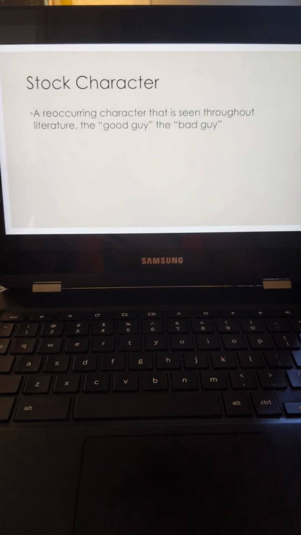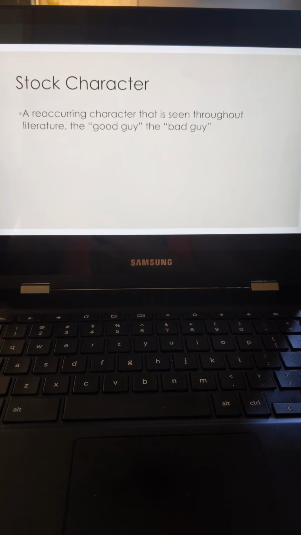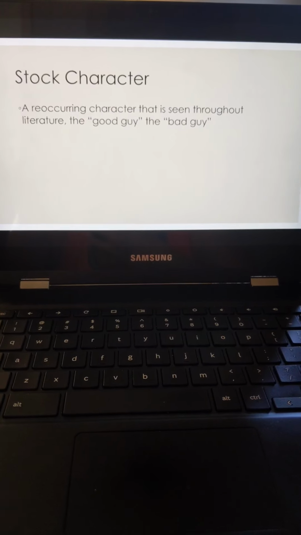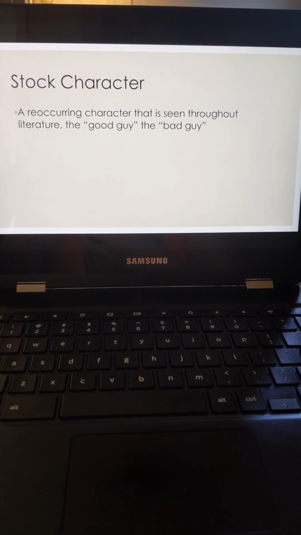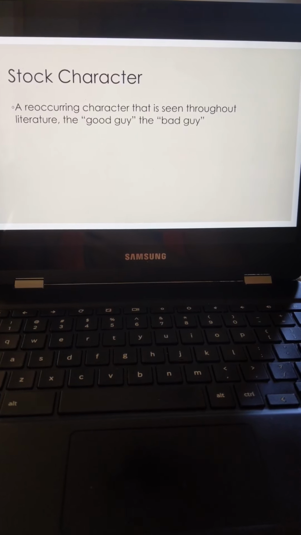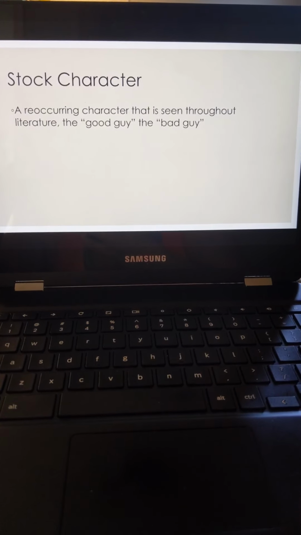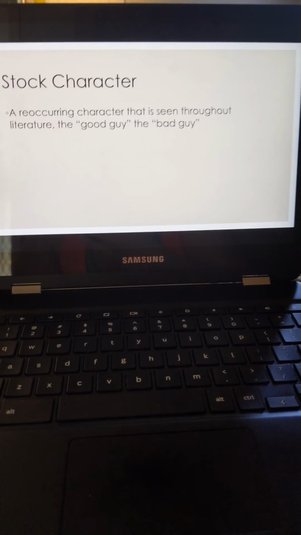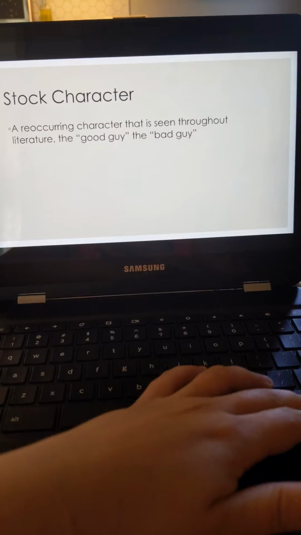The next is a stock character. This is a reoccurring character that is seen throughout literature. The good guy, the bad guy, the geek, the jock, those kind of things. Things you see in your shows and movies all the time and don't even realize it. So like something that's pretty stereotypical, like the dumb jock or the mean cheerleader, those kind of things.